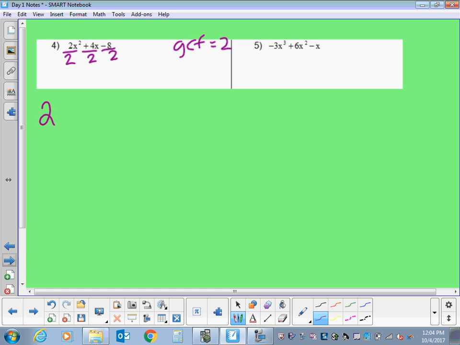Once you know your GCF, we bring it to the outside. And just like we did earlier, we're going to divide. So 2x squared divided by 2 leaves us with what? 1? That cancels out, so I just have what? X squared. Alright. 4 divided by 2 is what? 2, and my x stays there. And then negative 8 divided by 2? Negative 4. And that's your answer. That's how we take out the GCF.